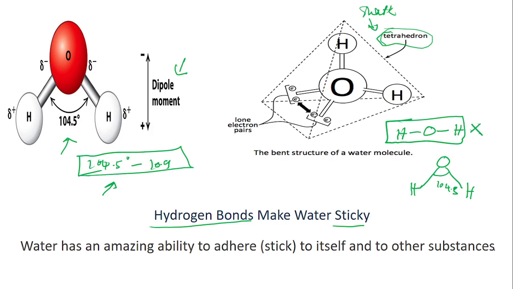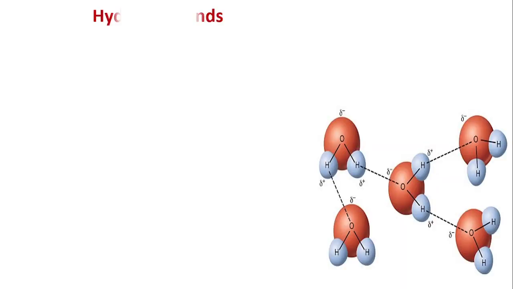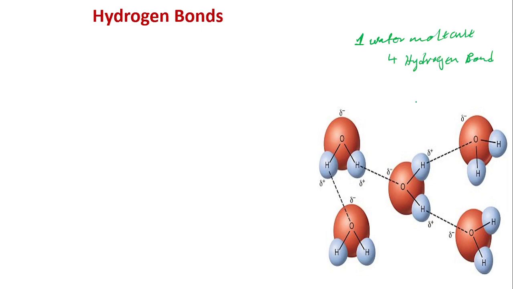Okay, so let's move on, ladies and gentlemen, and look at the other part, which is the hydrogen bond. If you look at this molecule which I've shown here, I'm going to make a very important point which you are supposed to know. One water molecule can form about four hydrogen bonds with other water molecules. This one is attached to that one, that one is attached to that one, even this one will be attached to this one here. So there will be a bond there.